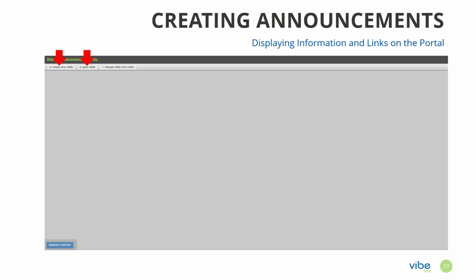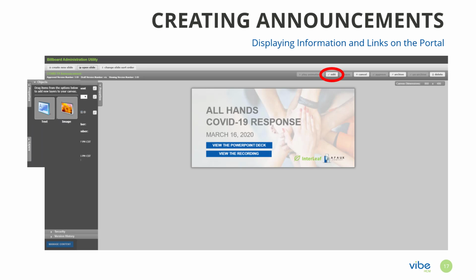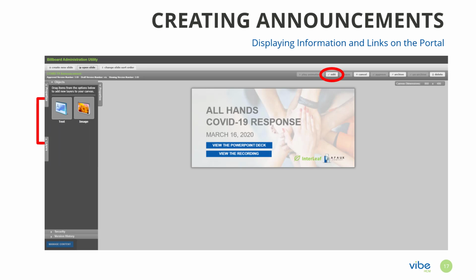For our example, I am going to open an existing COVID-19 slide. The first thing you'll do is click Edit. This will make the Add Content and Layers tabs appear. If you click on Add Content, you'll see options to add text or images. Simply drag and drop elements from the left over to the canvas on the right. You'll be prompted to either enter text or upload images from your computer.